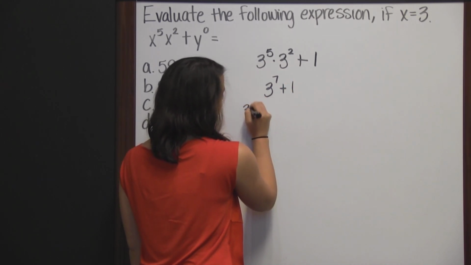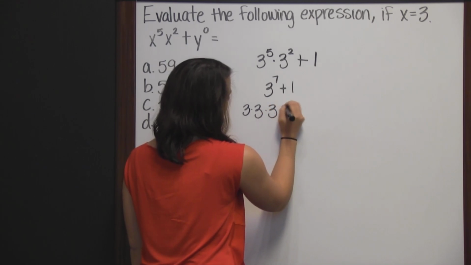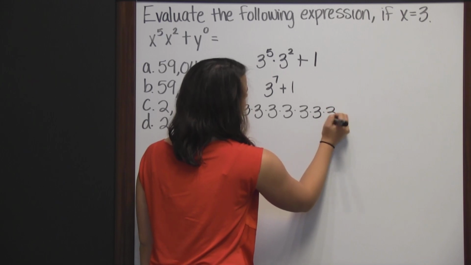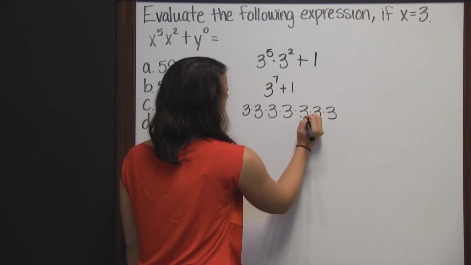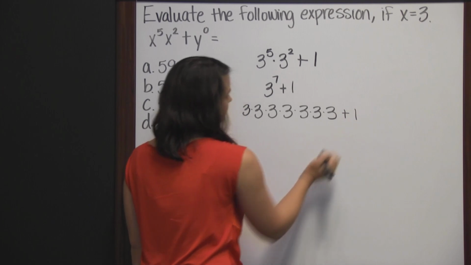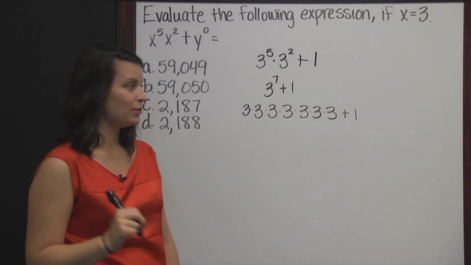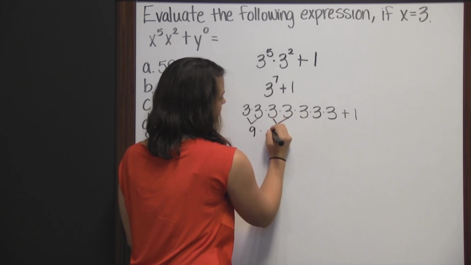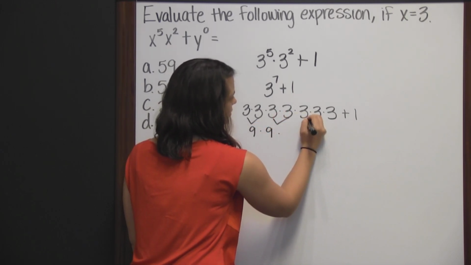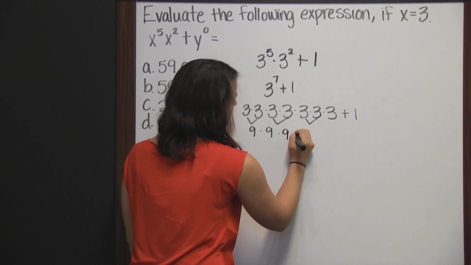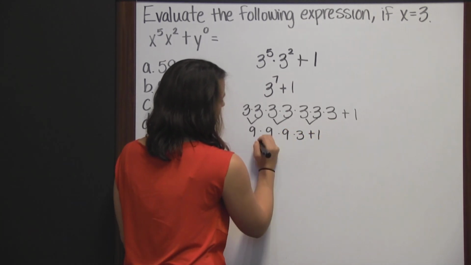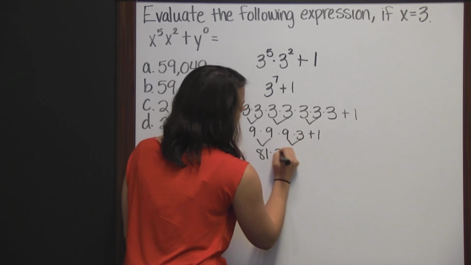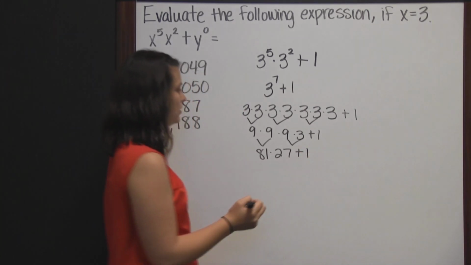And 3 to the 7th power is 3 times 3 times 3 times 3 times 3, that's 5, times 3 times 3. Okay, so we have a lot of 3's to multiply. 3 times 3 is 9 times 3 times 3 is 9 times 3 times 3 is 9 times 3 plus 1. 9 times 9 is 81 times, and then 9 times 3 is 27, plus 1.